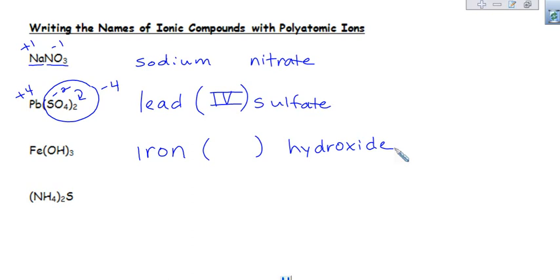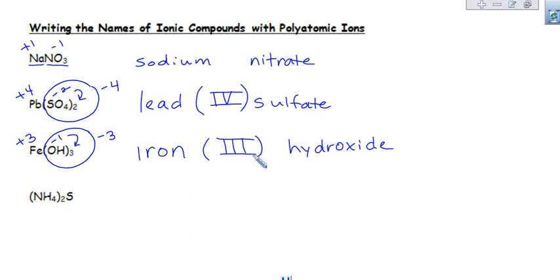I look up the charge for hydroxide, -1. In this compound there are 3, which gives me a total charge of -3 on the back. And again, there's only 1 iron, so that one iron must be plus 3. Iron 3 hydroxide. Roman numeral 3. Done.